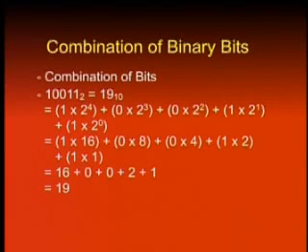The subscript 2 indicates that the number 10011 is binary and not decimal 10,011. Writing the expression gives us 1 into 2 power 4 plus 0 into 2 power 3 plus 0 into 2 power 2 plus 1 into 2 power 1 and plus 1 into 2 power 0. The weights of the 5 bits starting from the leftmost significant bit are 16, 8, 4, 2 and 1.